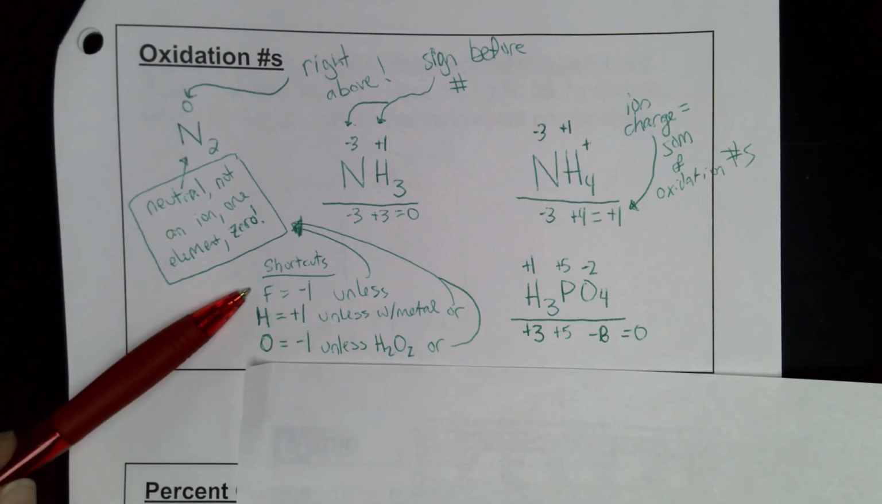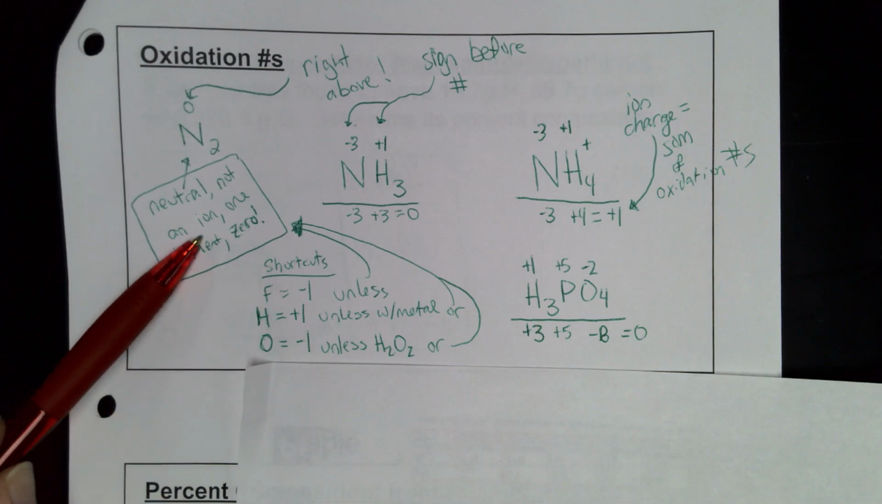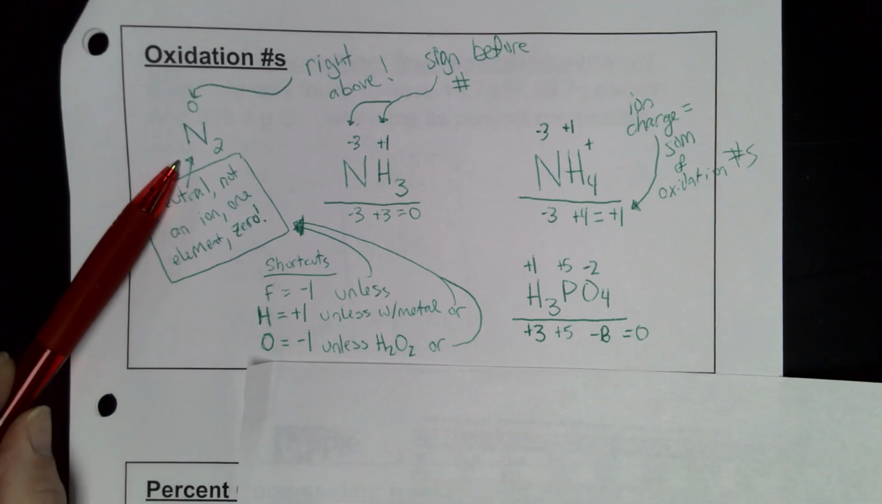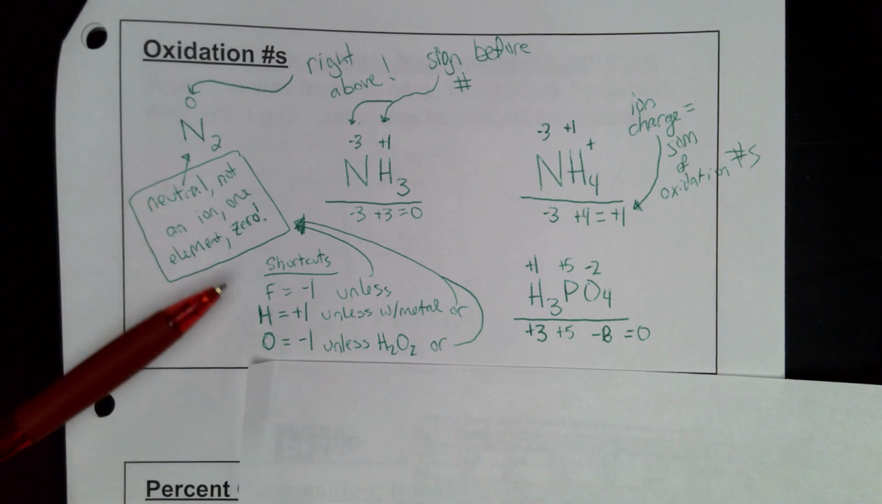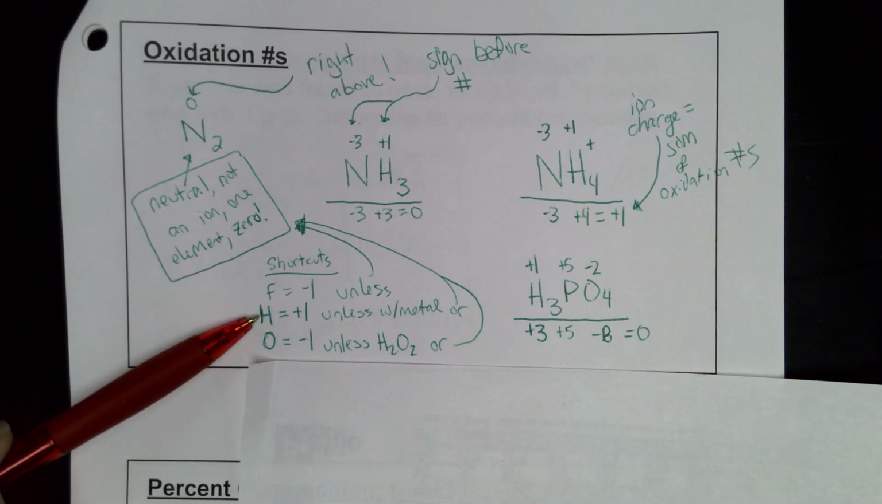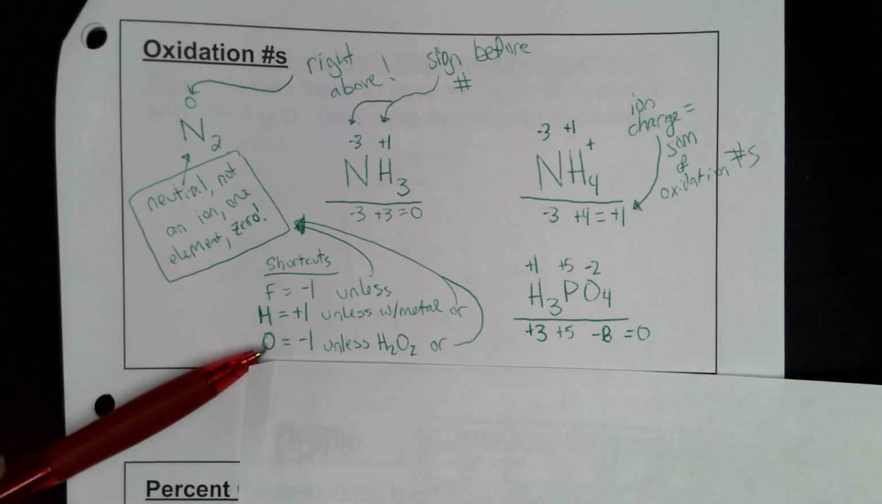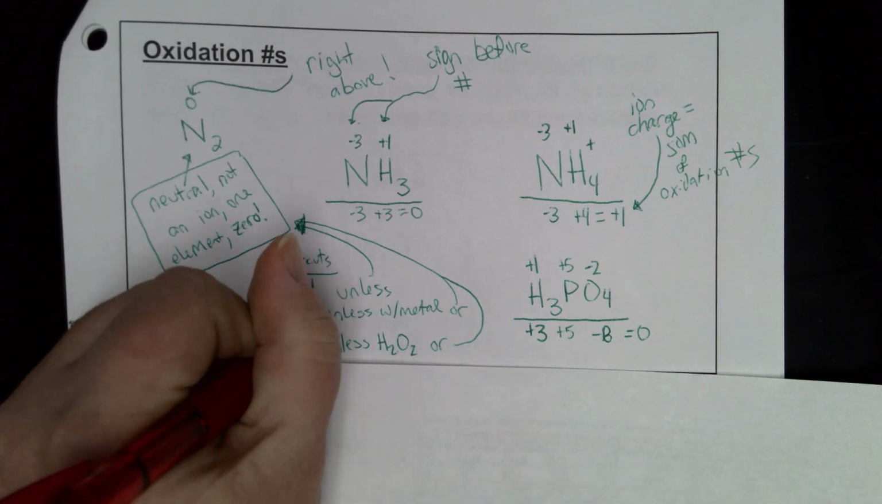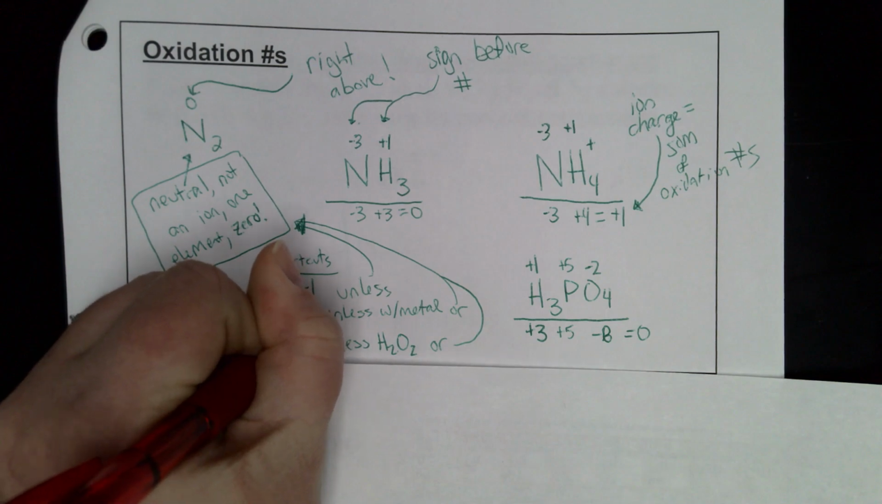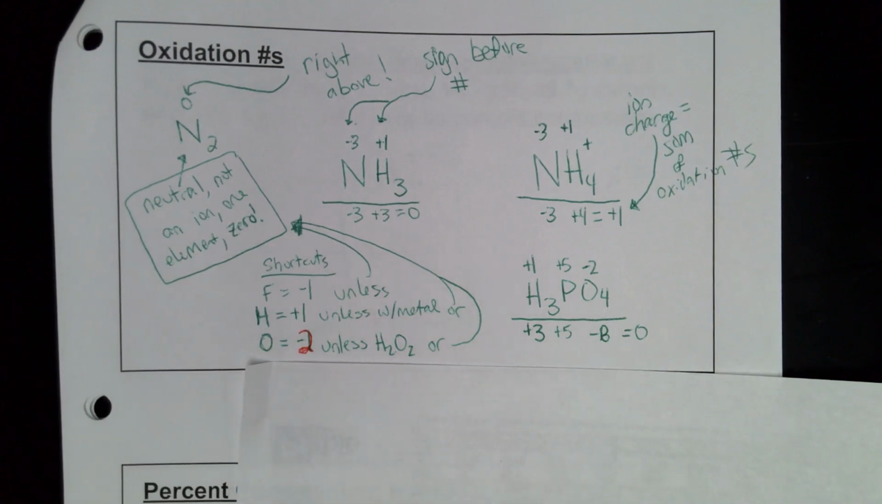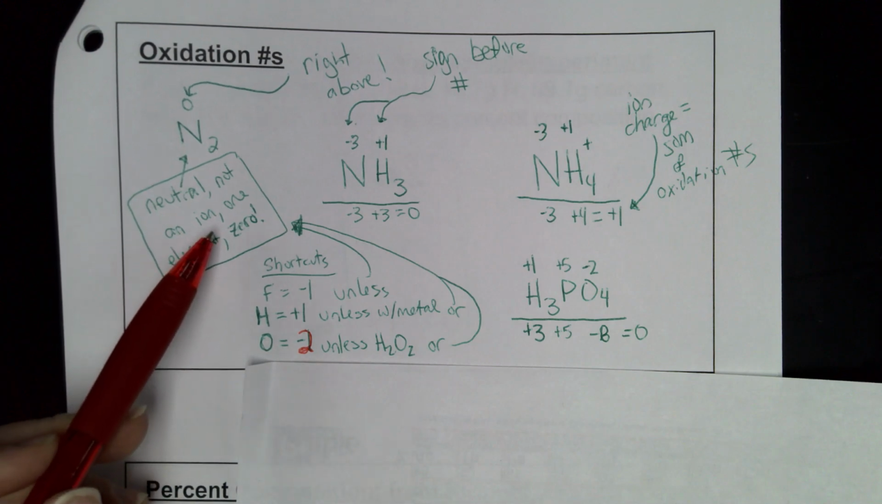Fluorine is -1 unless it's a neutral molecule, which would have an oxidation of 0. Hydrogen shortcut is +1, unless it's with a metal or as a plain old molecule. And oxygen is -2, unless it's in H2O2 or as a plain old oxygen molecule.